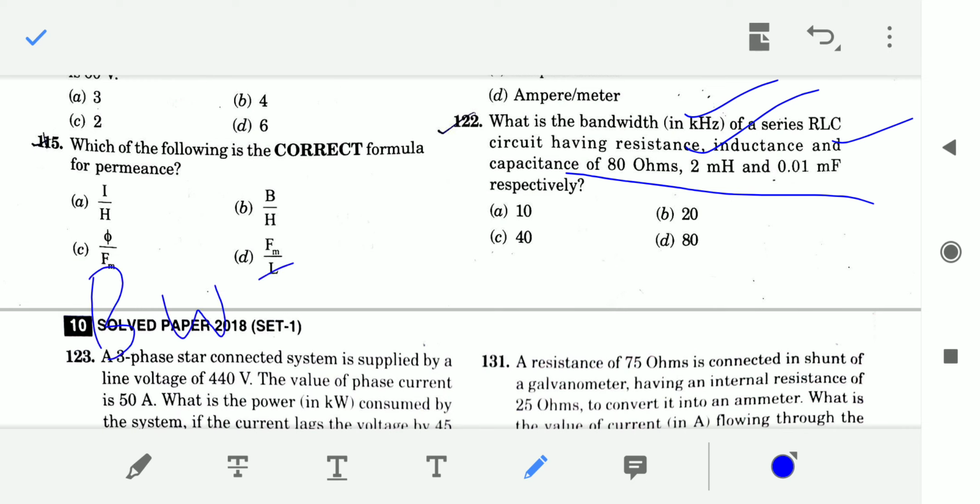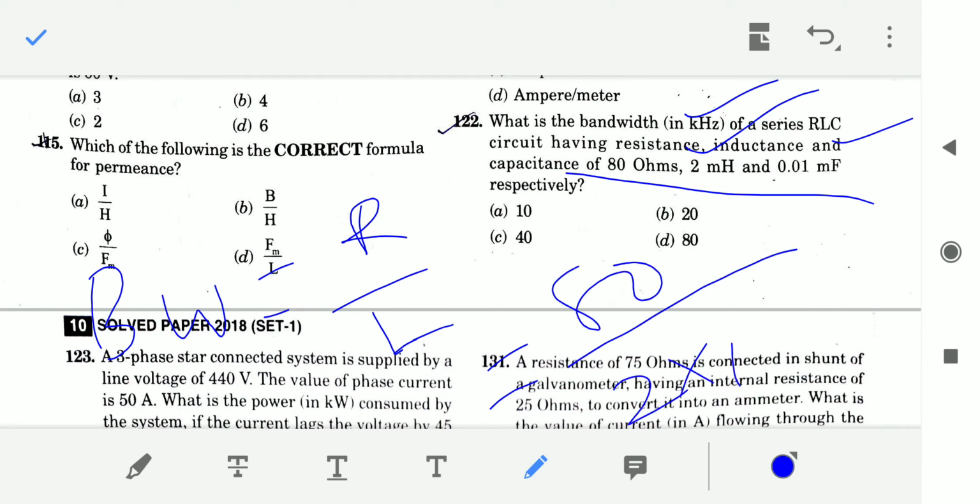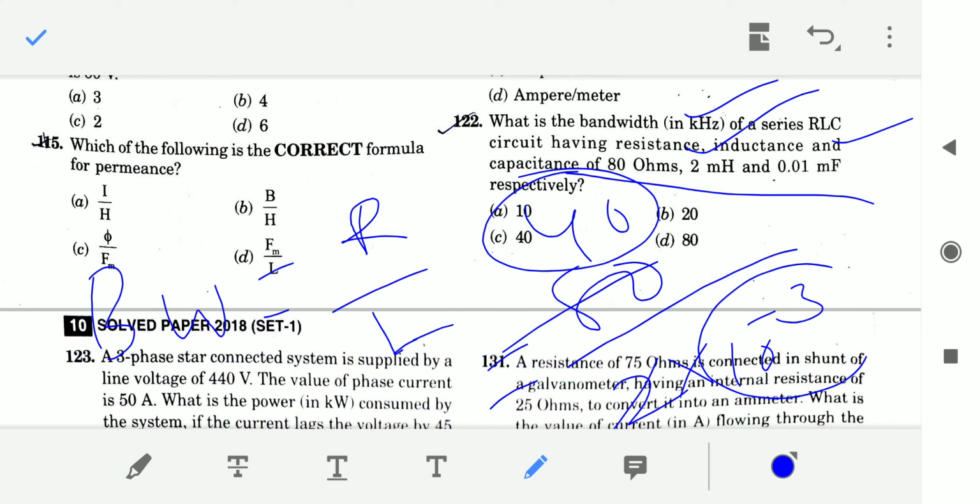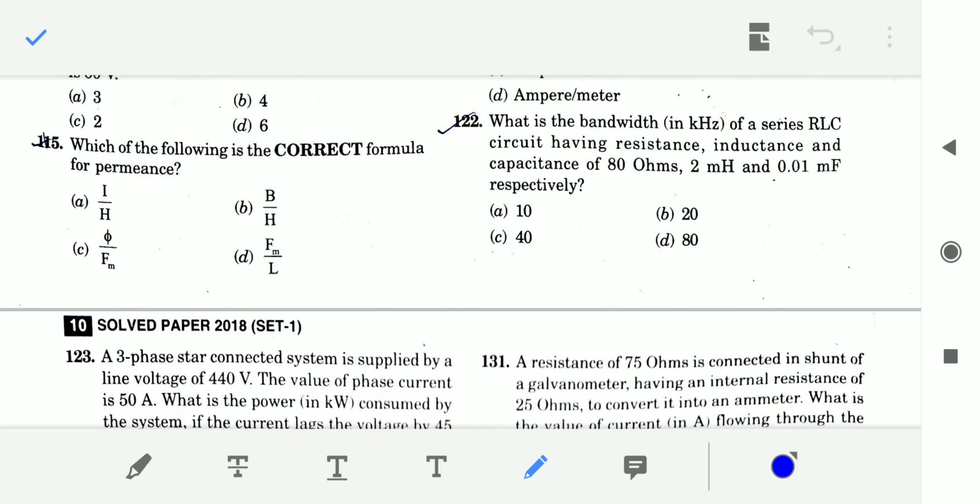But he is asking for bandwidth. Bandwidth is equal to R by L. Remember this formula, bandwidth is equal to R by L. R is equal to 80, L is equal to 2 into 10 power minus 3. 80 by 2 is 40, and 40 into 10 power 3 means 40 kilohertz. So answer will be option C.